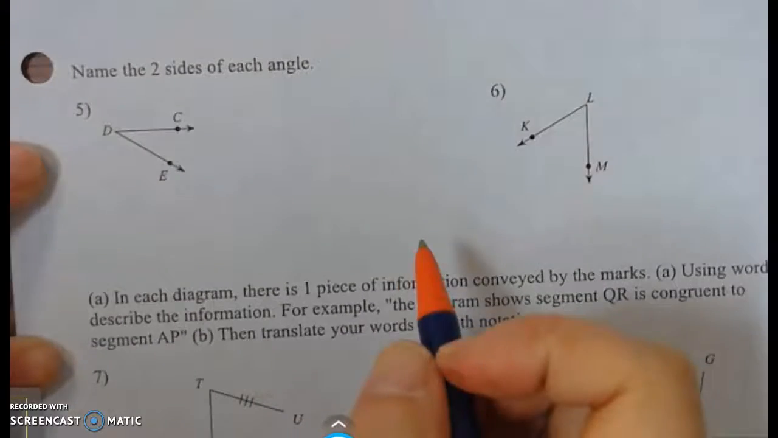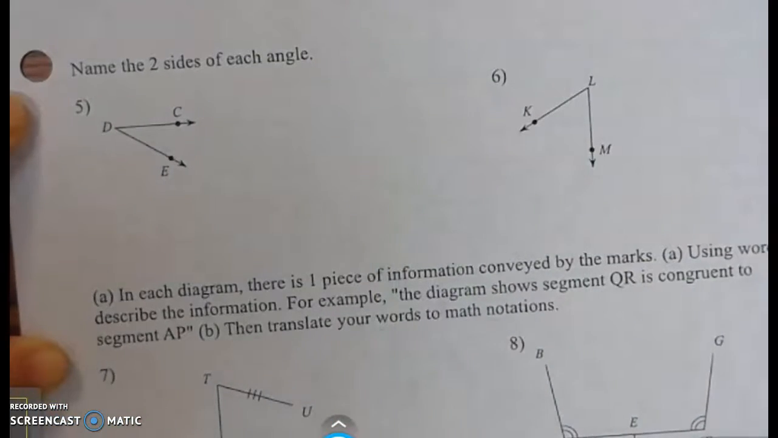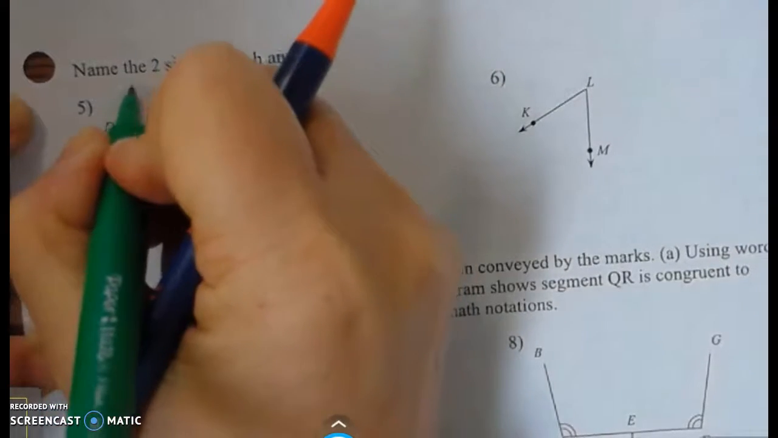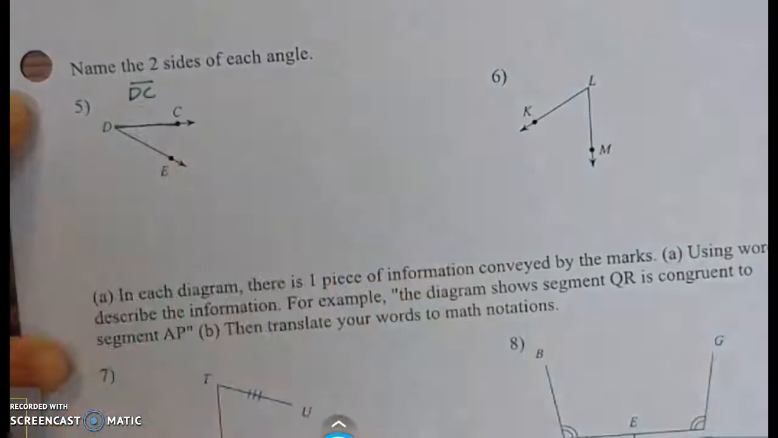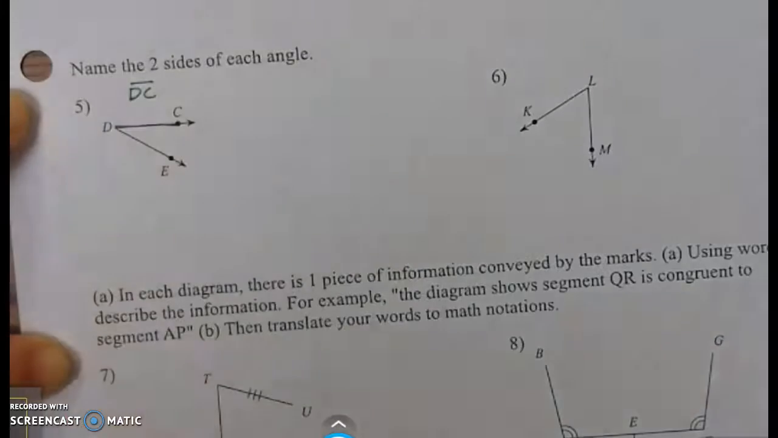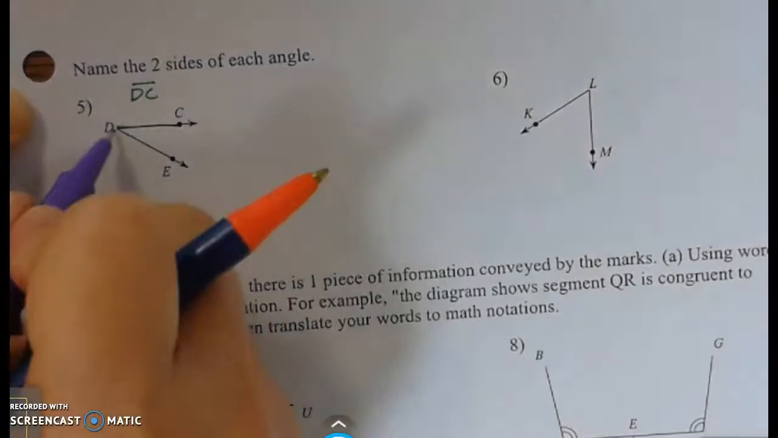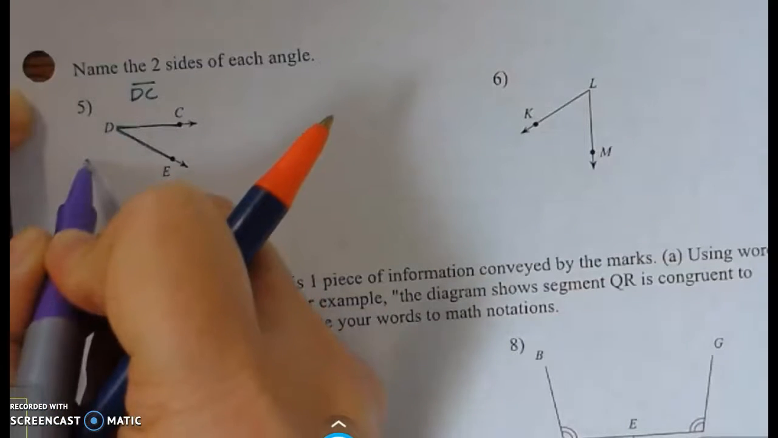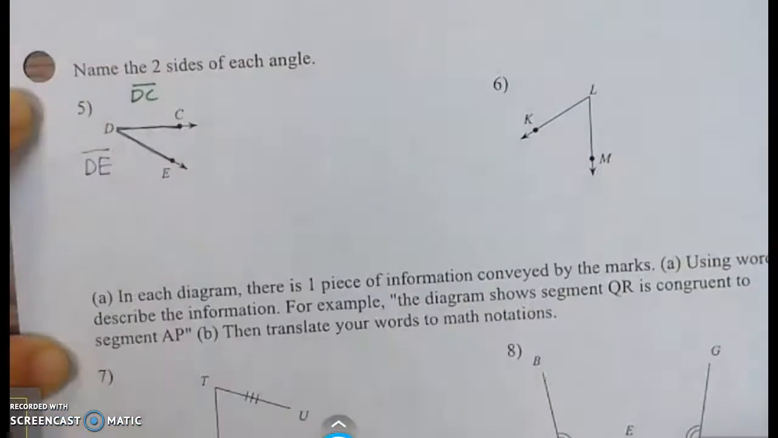Then number 5 and 6, we have to name the 2 sides of each angle. That means we are trying to name this side, and this side is called side DC with a line over it. It's a line segment DC. What's the other side? The other side could be this one. It starts from D and ends at point E, and it's a line segment, so we put a line over it.